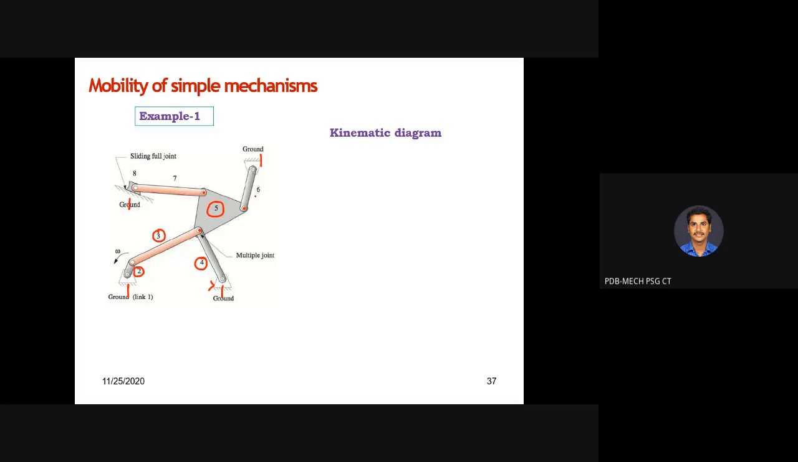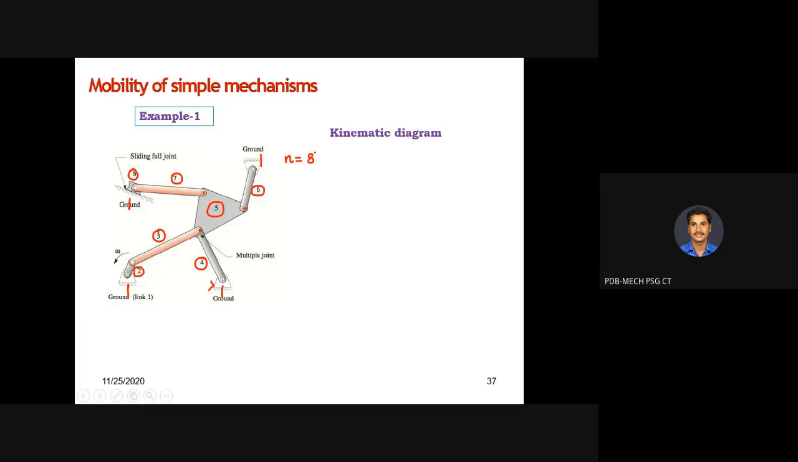6, of course, is a binary link. 7 is a binary link. 8 is a slider. It is sliding over the ground. So totally we have n different links, so the number of links n is equal to 8.